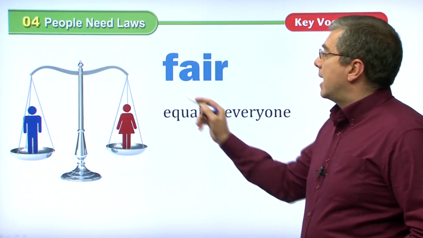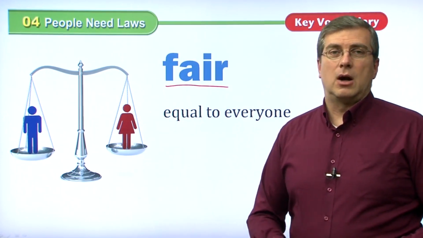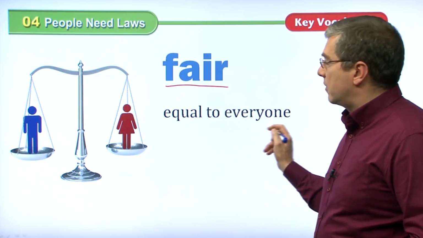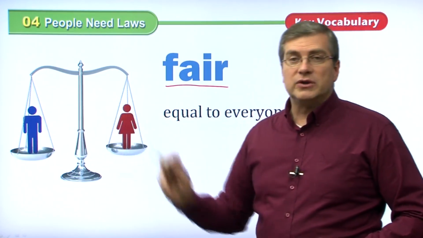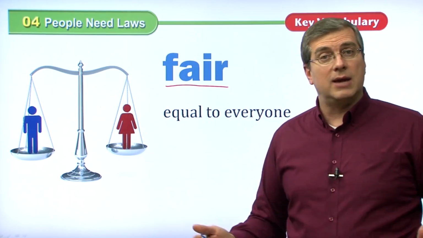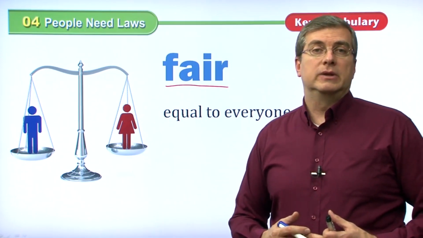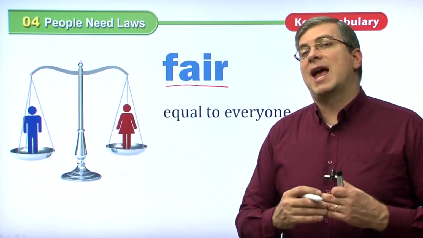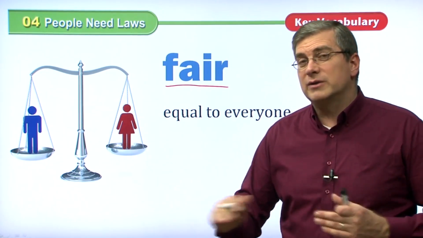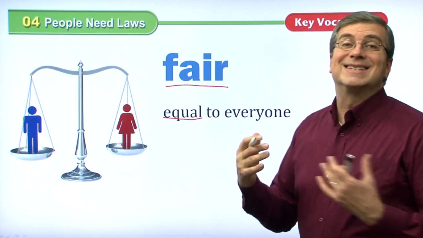Because if we do, that means that it will be fair. Our community will be fair. Our lives will be fair. What does that mean? If something is fair, it means equal to everyone. That means that this person and this person are equal in their situation, in their opportunities, in their life. Everybody should have the equal opportunity to do what they want to. Everybody should have equal laws. Everybody should follow the same laws means that everybody is equal, everybody is fair. Equal means the same, right?